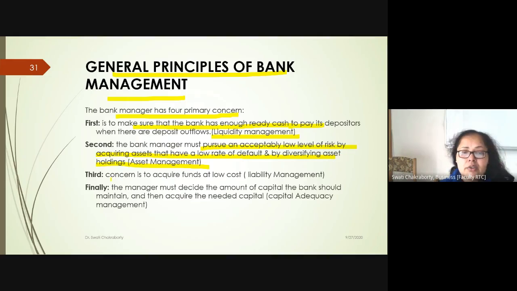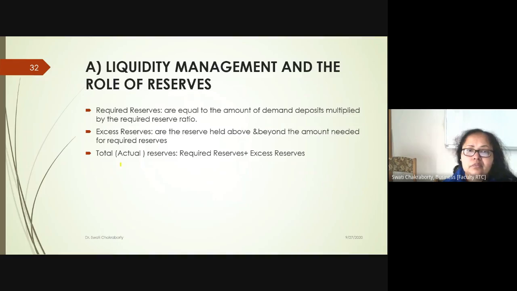Third concern is acquiring funds at low cost, which is liability management. And finally, the manager must decide the amount of capital the bank should maintain and then acquire the needed capital, right? That's called capital adequacy management. So we have liquidity management, asset management, liability management, capital adequacy management. These are the four principles. So let's go into a little more detail.